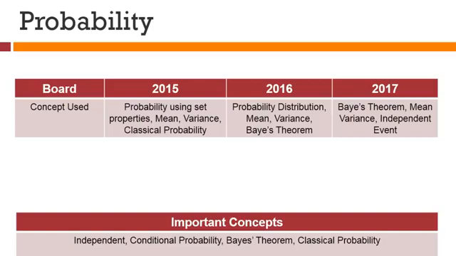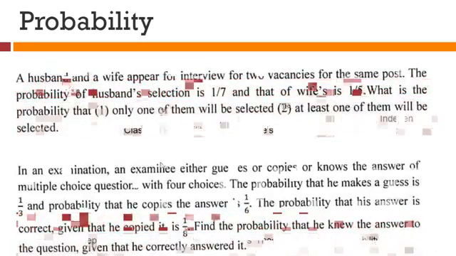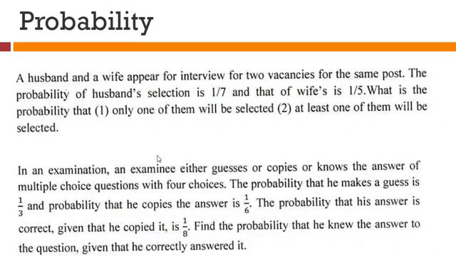Before moving to the next problem, we'll see what the important concepts used in probability are. In 2015, it had probability using set properties, as in the question we discussed. Mean and variance is a short question again. I have not brought that question here. Why? Because the question was one we can make as a probability distribution also. Probability that X is 0, none of them get selected. X is equal to 1, one of them gets selected. X is equal to 2, both of them get selected.